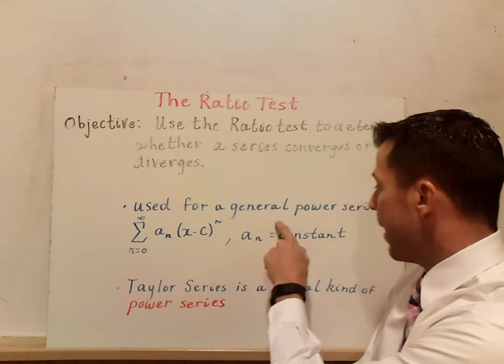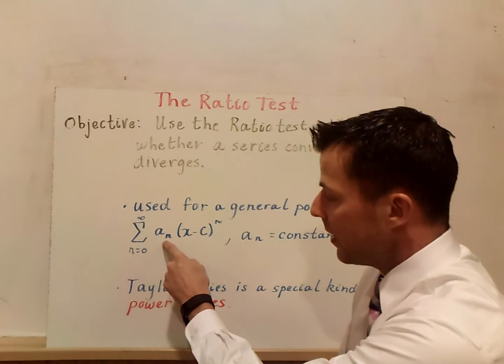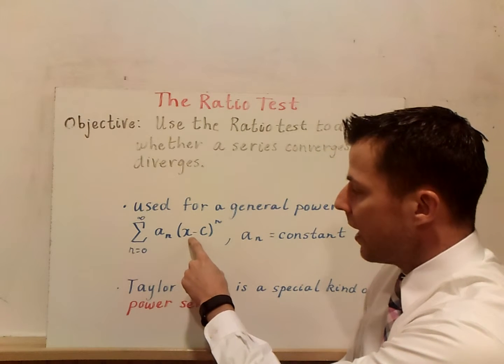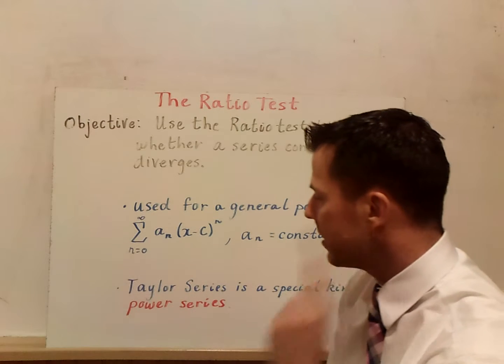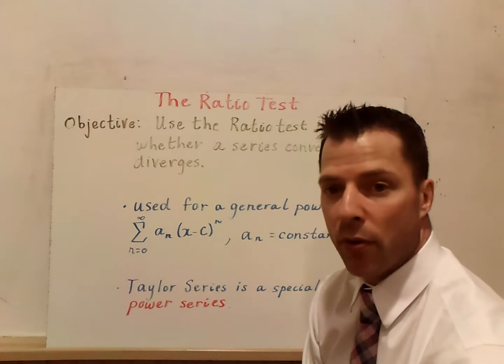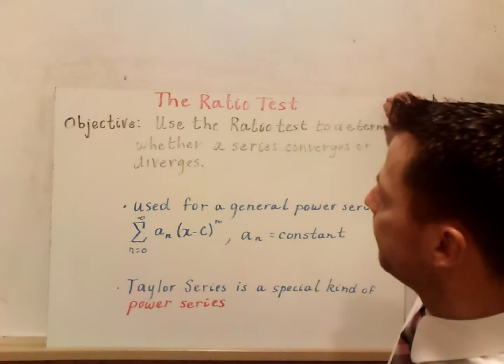So the general power series is the summation from 0 to infinity of a sub n times x minus c to the n. A sub n equals the constant. C is some point, and we'll talk about that as we do several examples.